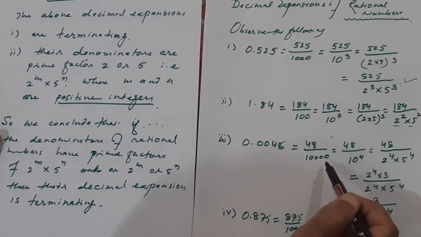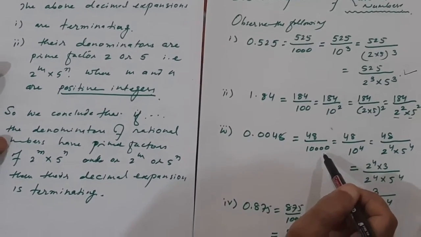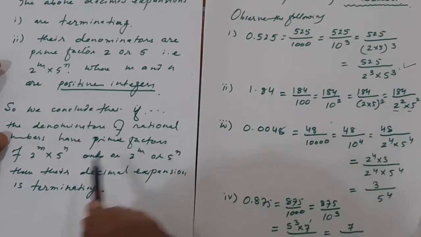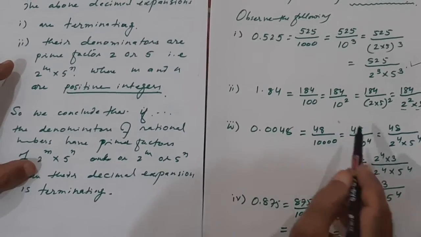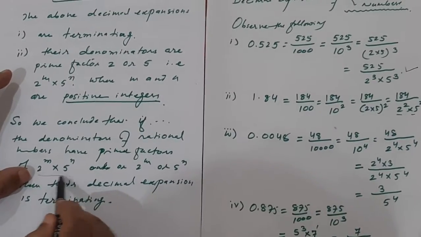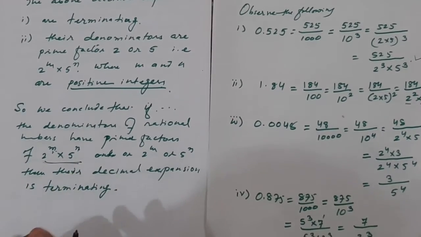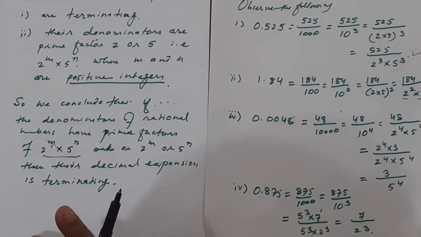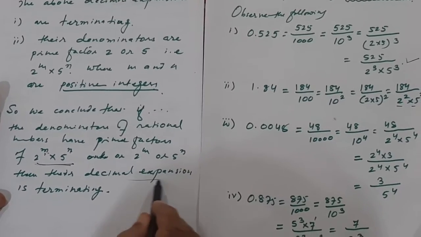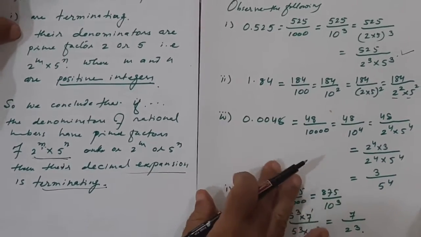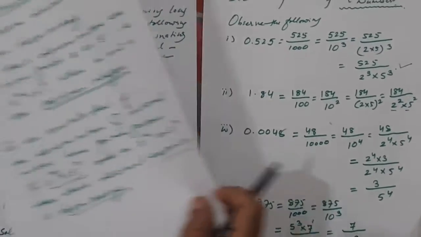So we conclude that for the denominators of rational numbers having terminating decimal expansion, the prime factors must be 2 raised to m and 5 raised to n, where m and n are positive integers, and their decimal expansion will be terminating. Okay, so again you observe this and try to understand.